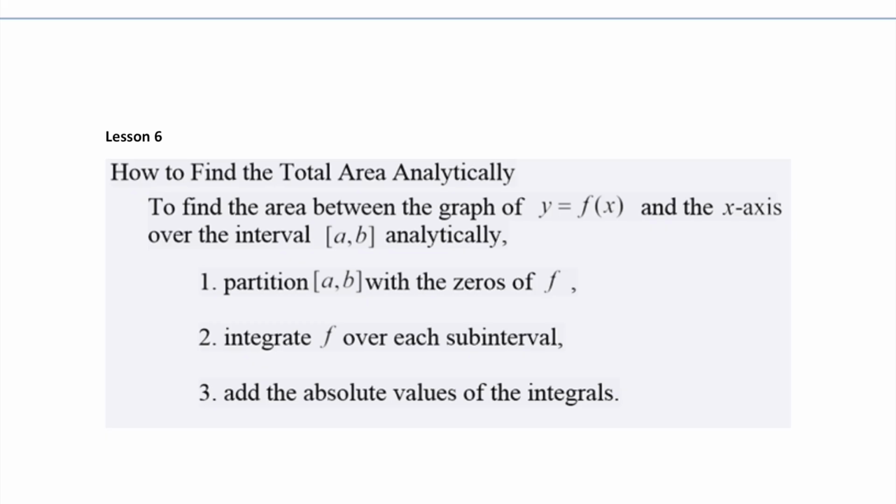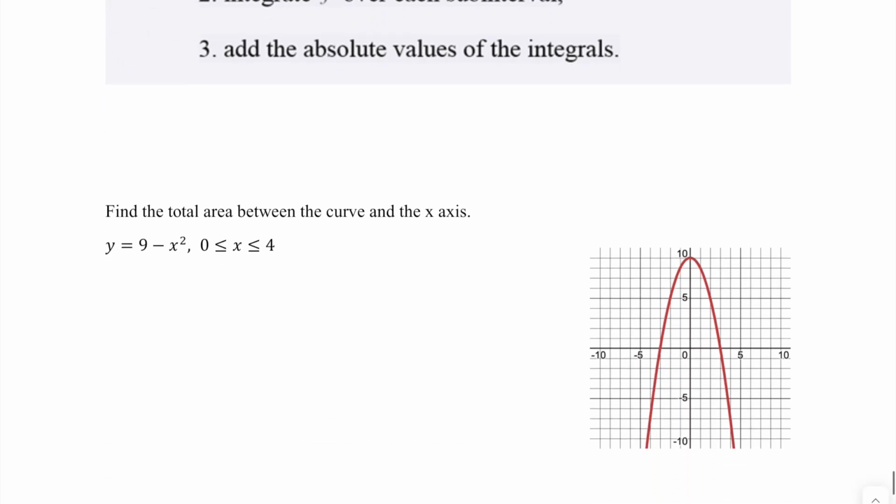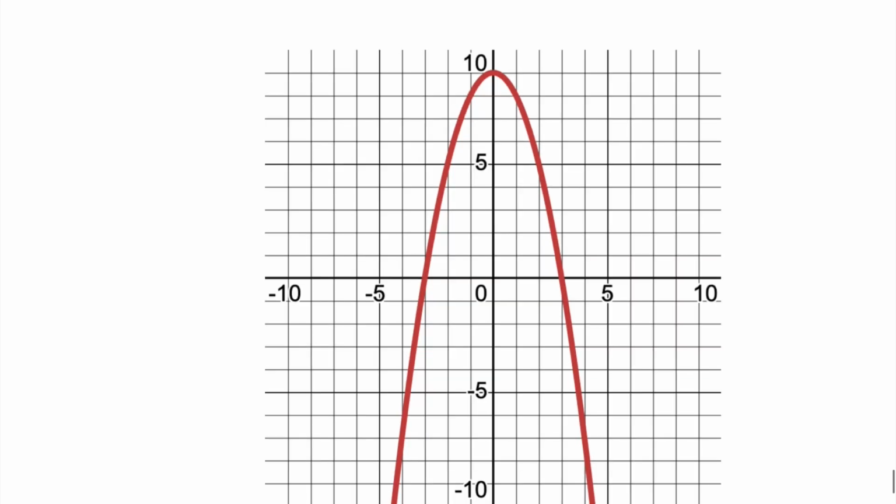So how do we find the total area analytically? We want to find the area between the graph of f of x and the x-axis over the interval a to b analytically. Let's take a look at this one. We have 9 minus x squared, and I've already thrown a graph here for you. We have some positive area right here. We also have area bounded between the graph here that would be negative area.